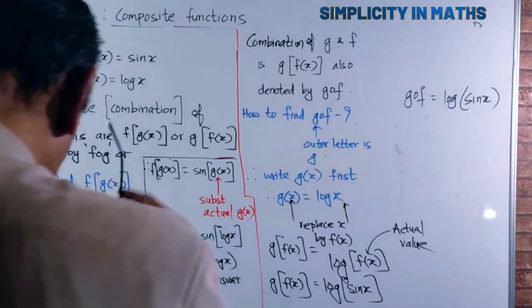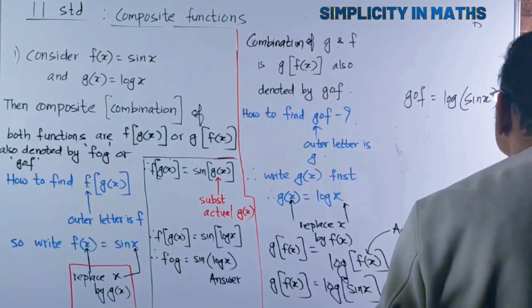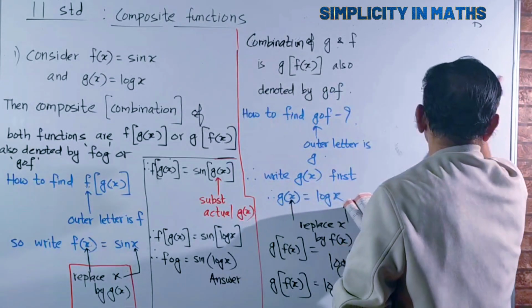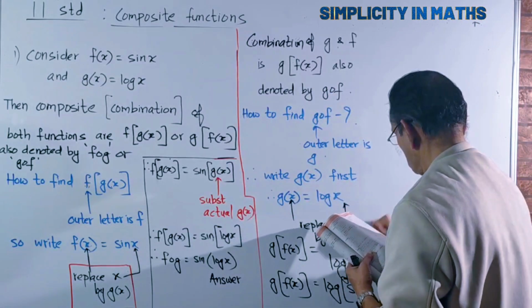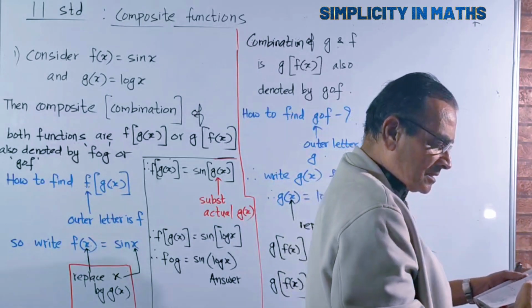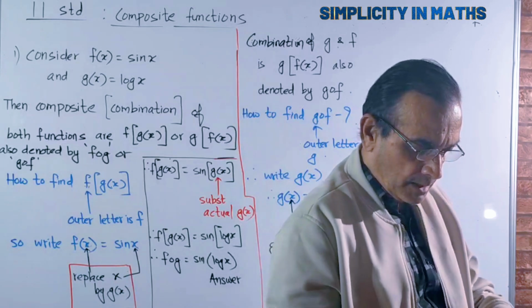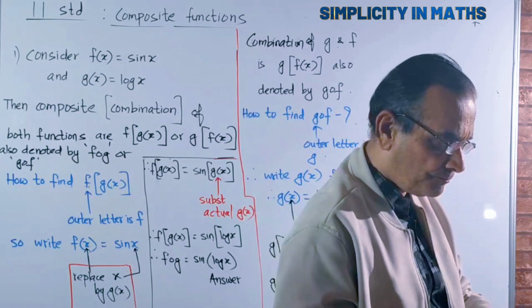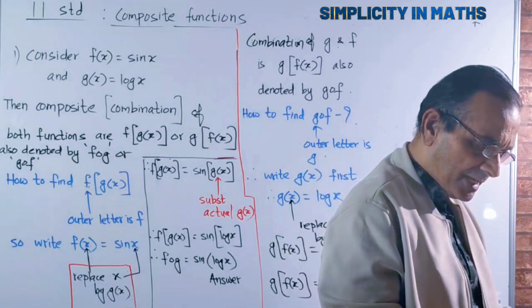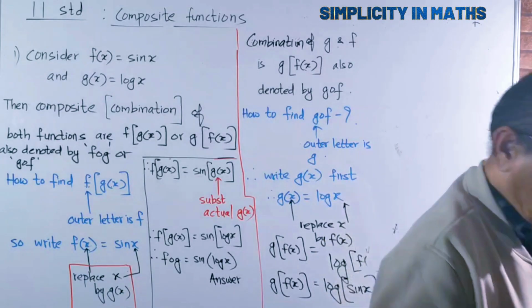Okay, let us take this one now. The question says find FOG and GOF. Question number 12 from the miscellaneous problem set. Third one.